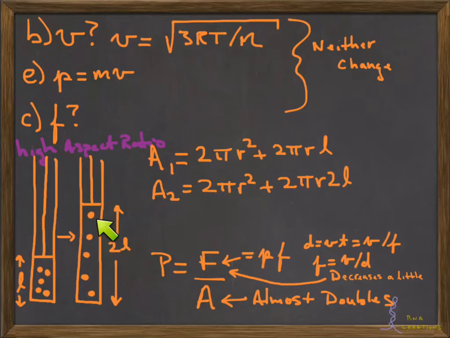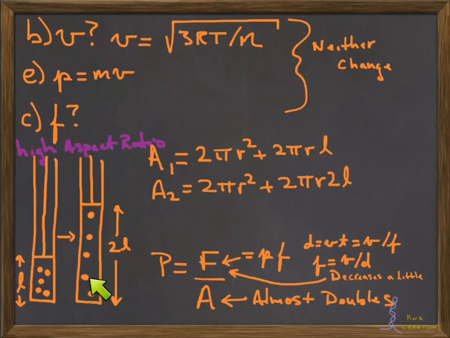Given the aspect ratio of this piston, most of the molecules are going to be traveling left to right, and that distance doesn't change at all. And we also saw that the velocity doesn't change. So for those molecules moving left to right, the frequency doesn't change at all, the momentum doesn't change, and so the force doesn't change.